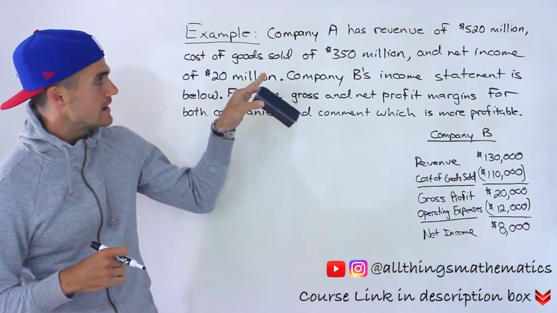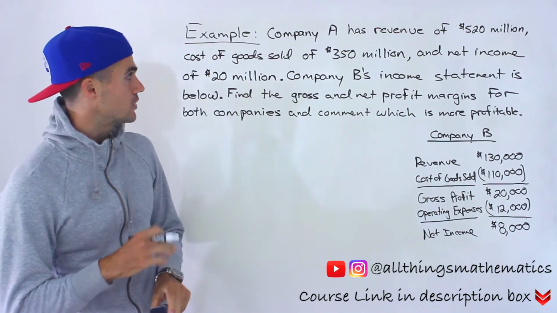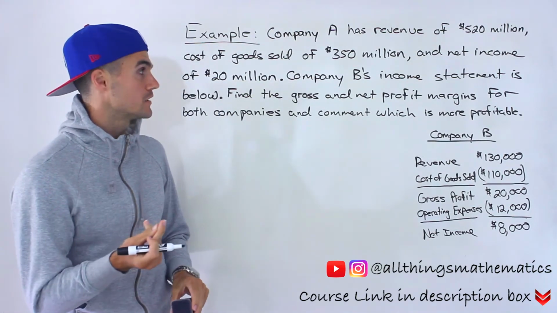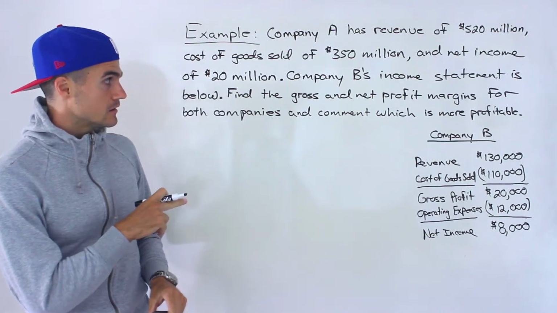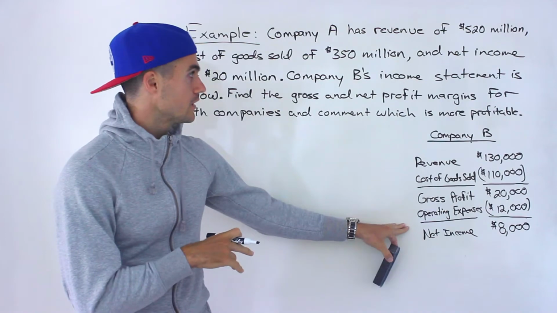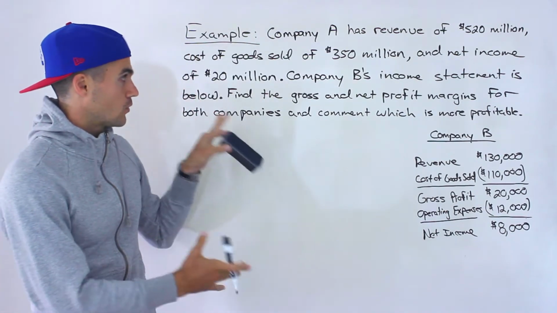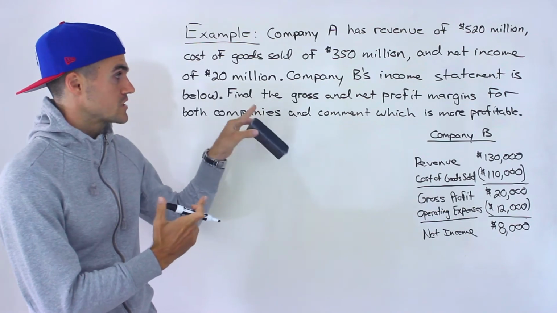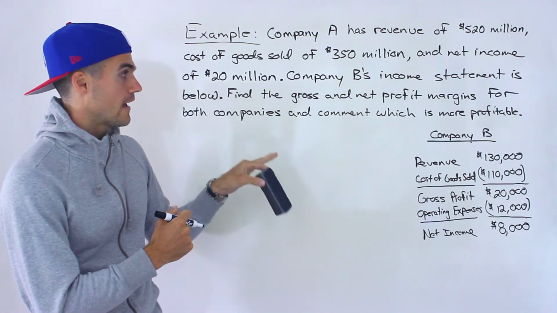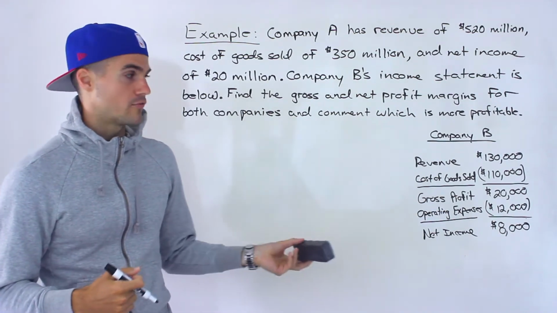So company A has revenue of 520 million, cost of goods sold of 350 million, and net income of 20 million. Company B's income statement is given over here. And with both of those sets of information for both companies, we have to find the gross and net profit margin for both and comment which is more profitable.